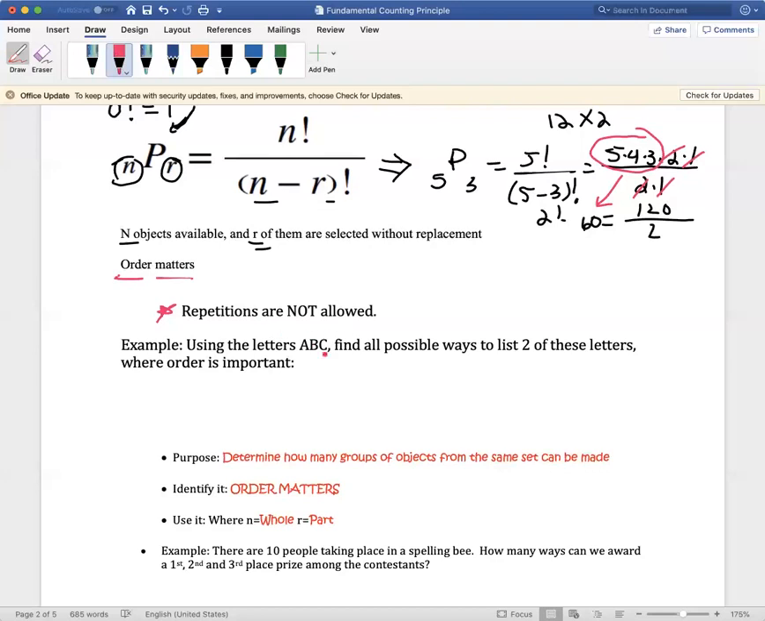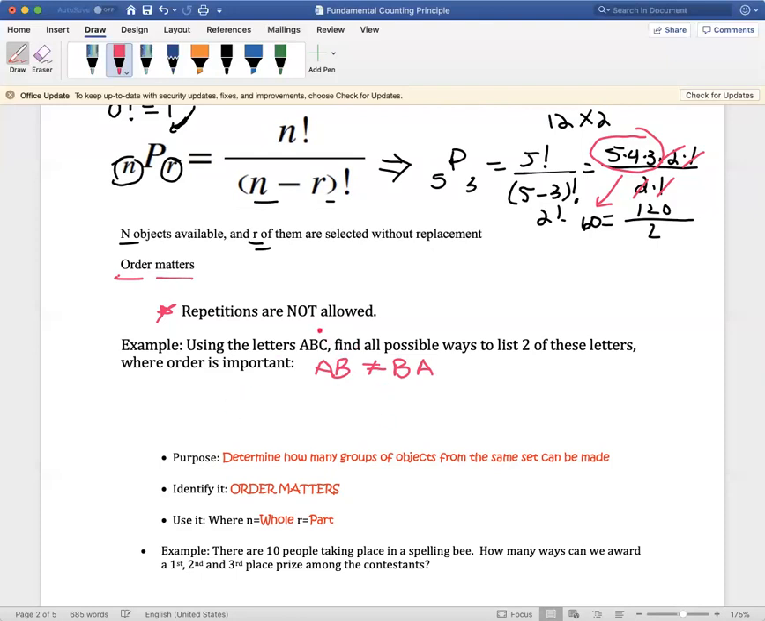Okay, let's use the letters ABC to find all possible ways to list 2 of these letters where order is important. So what that means is that AB, where order is important, and BA are considered to be two different things. Now, there are some cases where AB and BA are the same, and there are other cases where AB and BA are different. But let's answer this question, then we'll talk about when they're the same and when they're different.